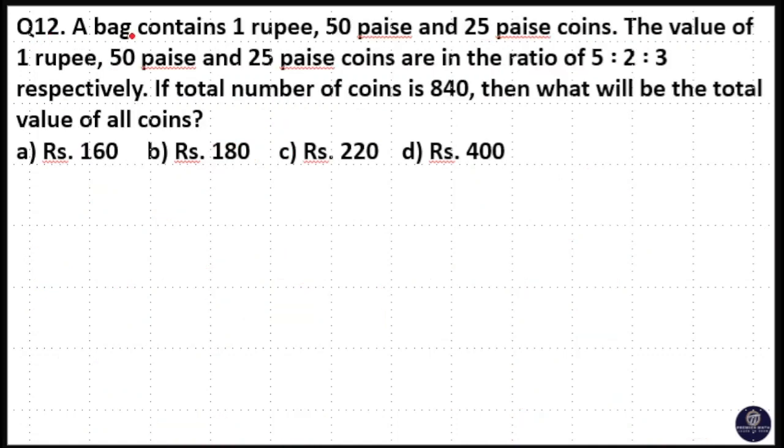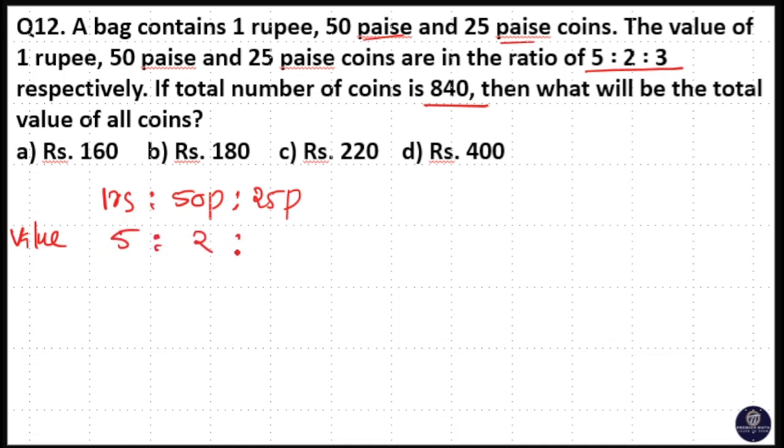Next is question number 12. A bag contains 1 rupee, 50 paise, 25 paise coins. The value of 1 rupee, 50 paise and 25 paise coins are in the ratio 5:2:3. If the total number of coins is 840, what will be the total value of all coins? So we have to find total value of all coins. We have 1 rupee, 50 paise and 25 paise coins. So the ratio of value of these coins is equal to 5:2:3.